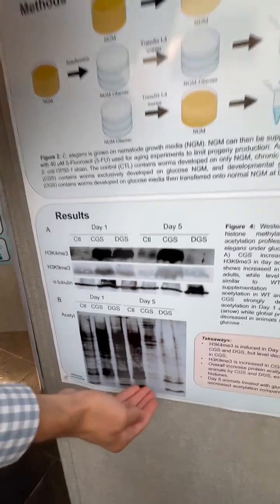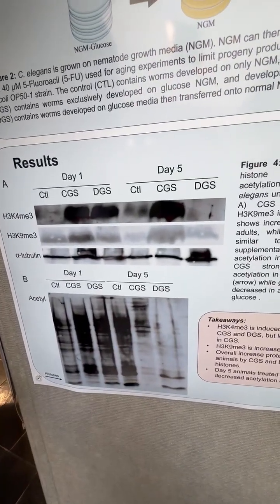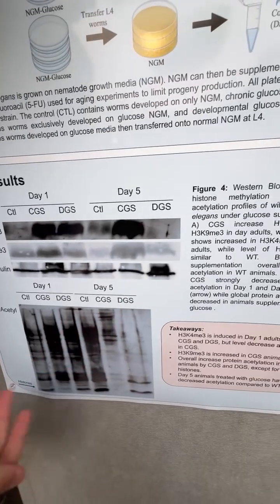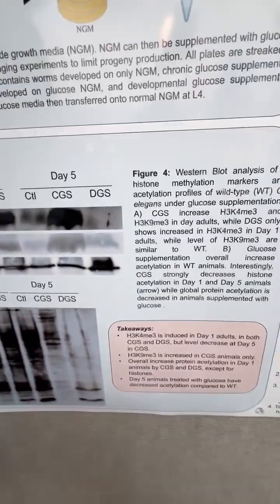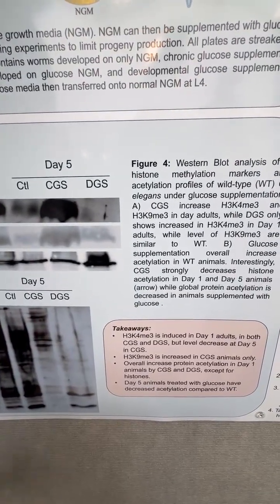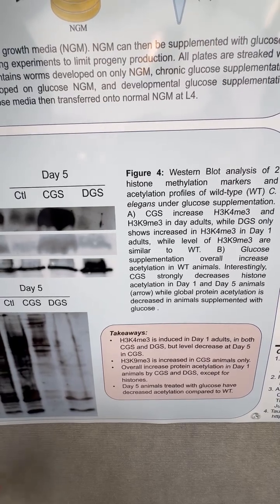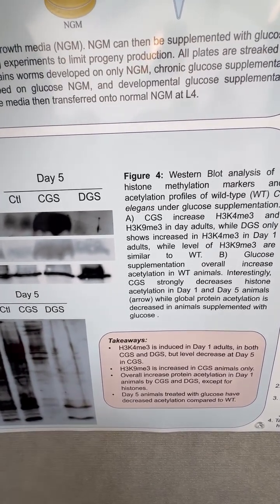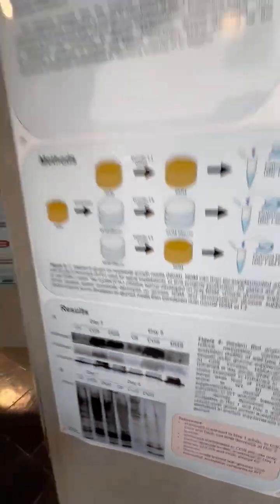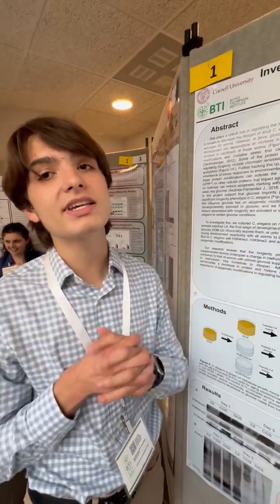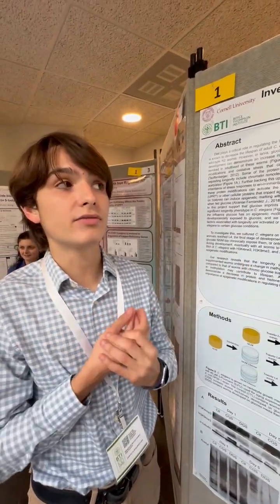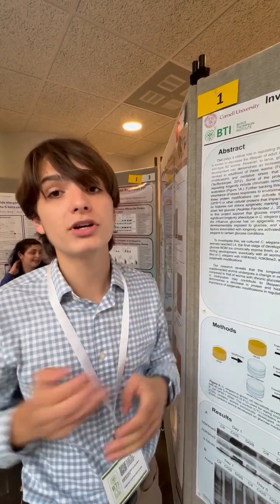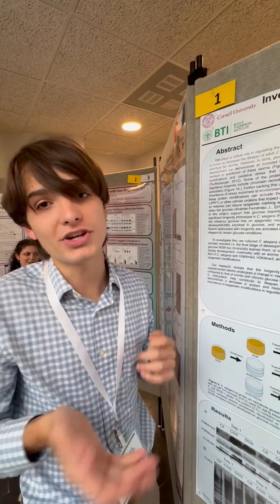there isn't any acetylation on the chronic glucose supplementation worms of the histone 3 that we were looking at, but there is acetylation of other proteins, but no acetylation of the histone protein. But in only developmentally exposed glucose worms, we did see some acetylation of the histone protein. And what essentially all of this means is that glucose does in fact have an influence on the epigenetics of C. elegans, and that could be associated with its life expectancy and longevity.